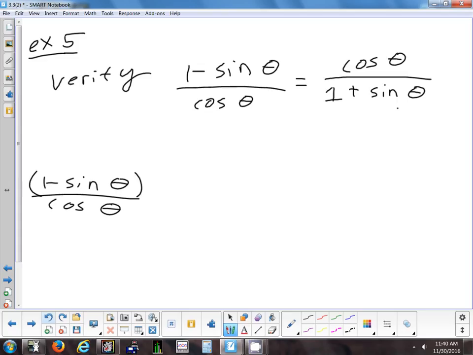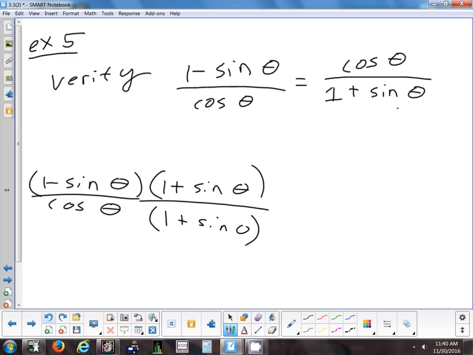Now, usually we multiply top and bottom by the conjugate of what's in the bottom. Does the bottom have a conjugate? No. Okay, it's just a single thing. Single things you don't use conjugates, but the top does. So let's try that. It's not something we normally do, but we can give it a shot. What's the conjugate of what's in the top? 1 plus sine.